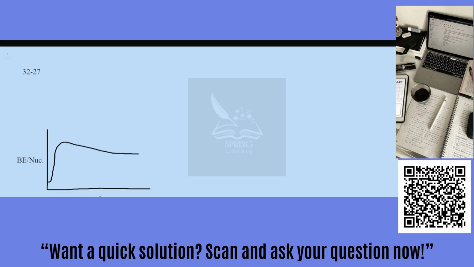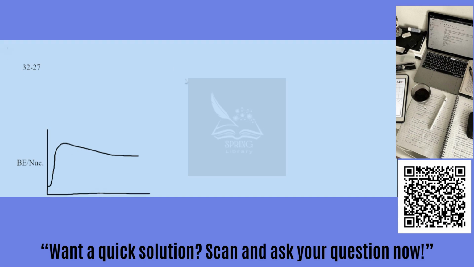Right, question 27 states, suppose that the plutonium-239 nucleus fissions into two fragments whose mass ratio is 0.32 and 0.68. With the aid of figure 32.8, estimate the energy in MeV released during this fission.